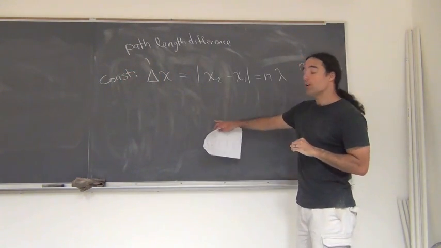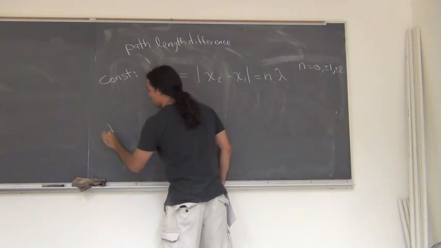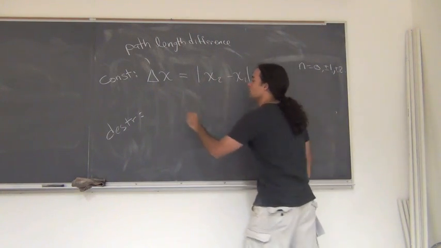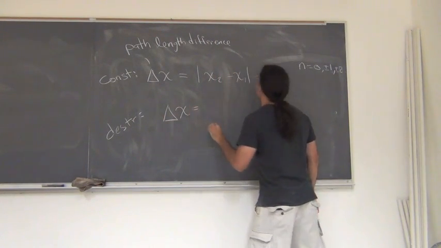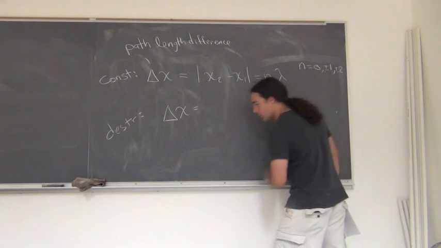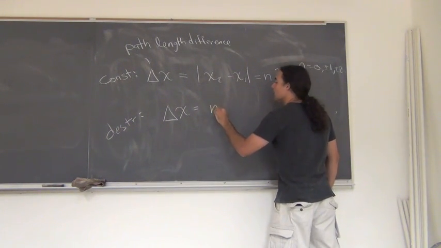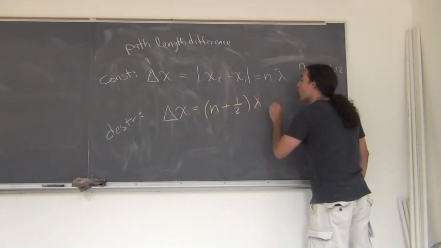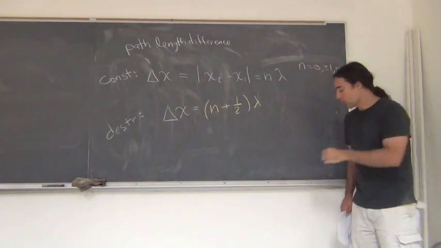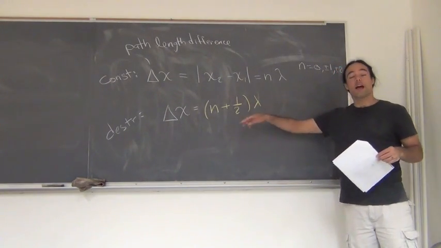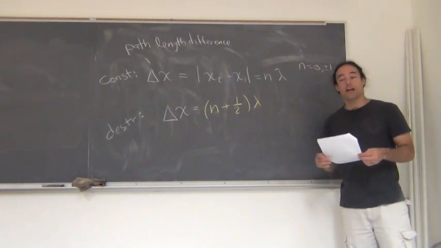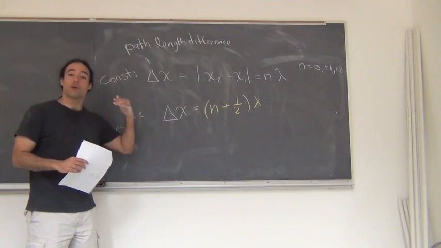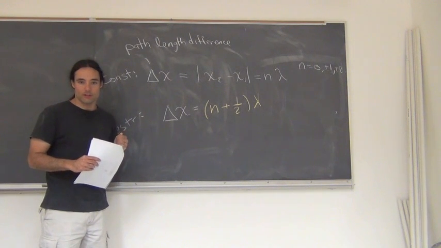However, you will get destructive interference if that same quantity is equal to n plus 1/2 of the wavelength, where again, n is just some integer. So here, we're multiplying by n plus 1/2, here we're multiplying by n. Just that small difference gives you the difference between constructive and destructive interference.